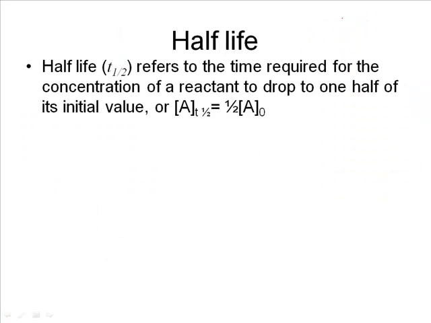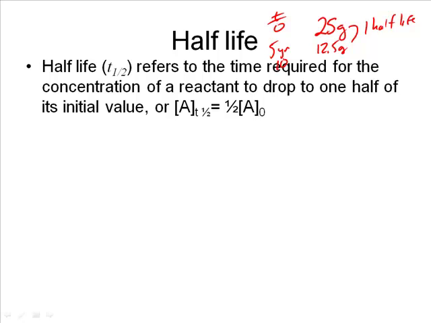Okay, and then our final part here deals with half-life. Half-life is the amount of time required for the concentration of a reactant to drop to 1/2 of its initial value. So if you have, let's say, 25 grams of something, and let's say it has a half-life of 5 years. So here, time is equal to 0. After 5 years, you would have 12.5 grams of it. So you would say that 1 half-life has occurred.